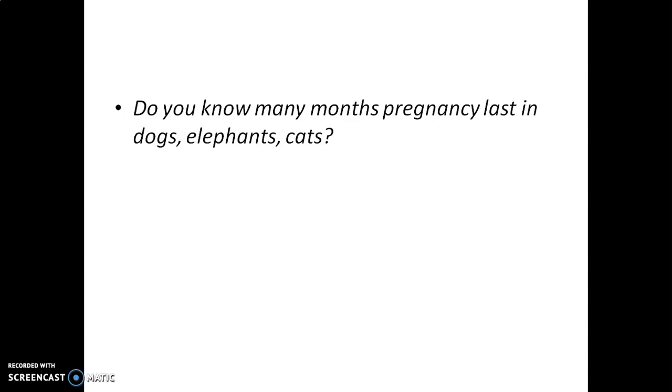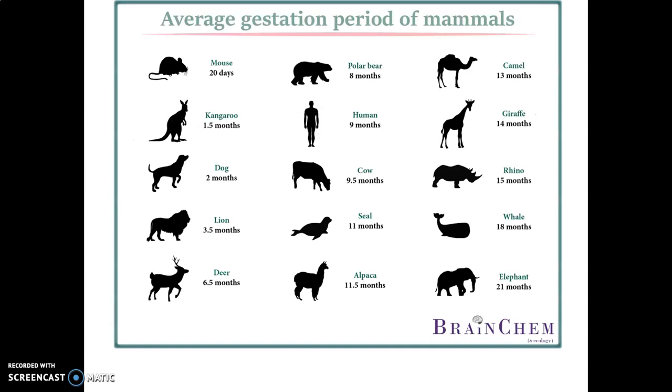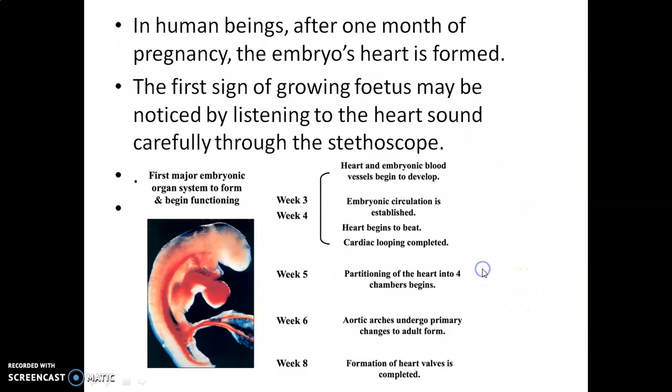Do you know how many months pregnancy lasts in dogs, elephants and cats? This period is known as gestation period. In mouse it is 20 days, in kangaroo 1.5 months, dog 2 months, lion 3.5 months, deer 6.5 months, polar bear 8 months, in human it is 9 months, cow 9.5 months, seal 11 months, alpaca 11.5 months, camel 13 months, giraffe 14 months, rhino 15 months, whale 18 months and elephant 21 months.